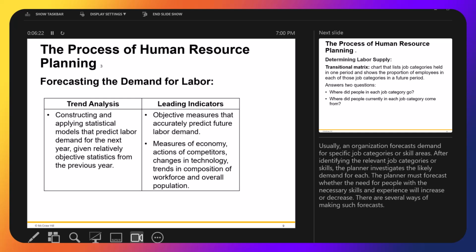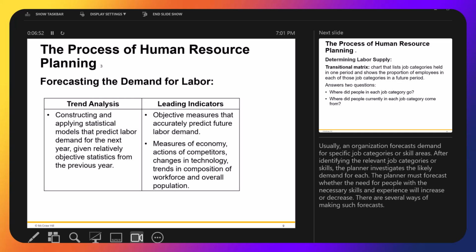The process of human resource planning, forecasting the demand for labor. So look, trend analysis: constructing and applying statistical models that predict labor demand for the next year, given relatively objective statistics from the previous year. So look, it's like this. If you know where you came from, it gives you a good indication of where you're going. This is why you go back and look at last year. This is how people can project a lot of things such as growth, etc.